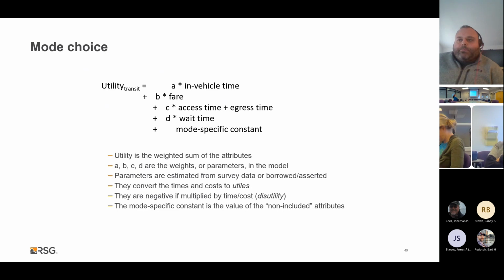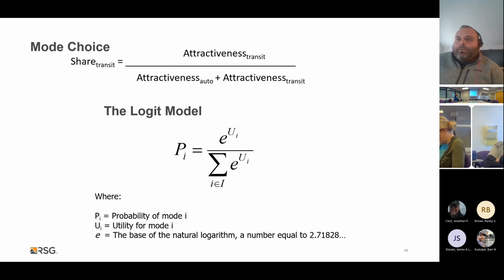And the sign of this is really important too. If there's a negative value in here, then it's a disutility, which has a negative impact. And this culminates into the mode choice shares, or the probability that you're going to choose a given mode. And we call this the logit model.